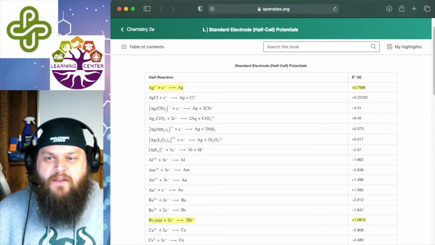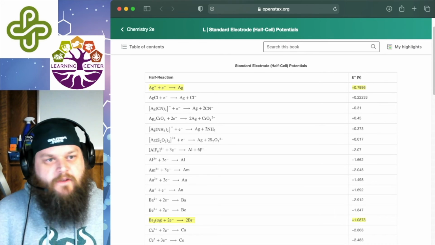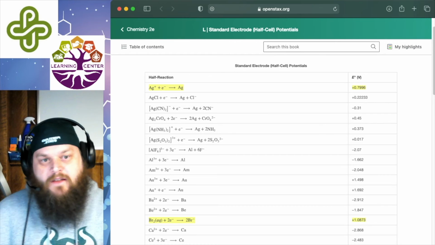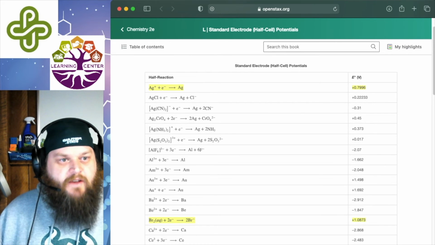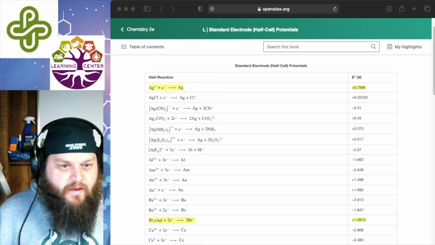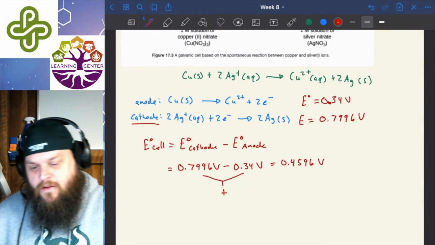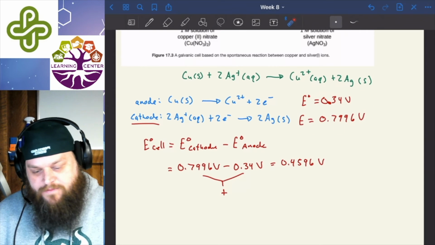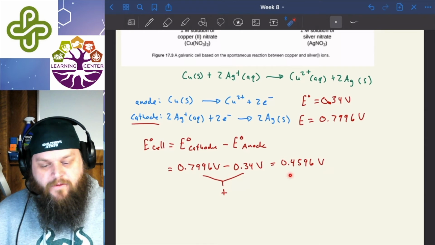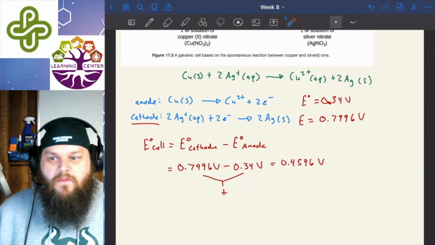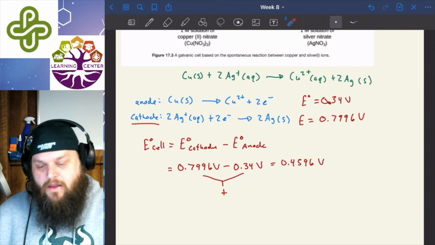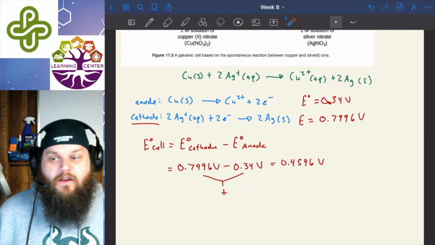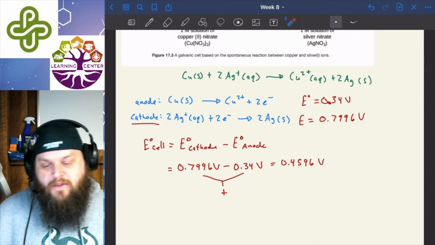Now we can compare that to lead, for example, swapping out the silver for lead and see how lead reacts with copper. And we can determine whether or not it's going to be a spontaneous reaction. Just to recap, I just plugged in the values we had from our table and did the math, and that was the 0.4596 volts. So we can swap out the silver in this case with lead and see what's the difference in reaction. Is there going to be a spontaneous reaction there, or is it not?